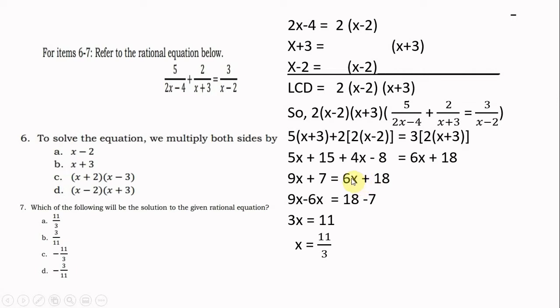Now, let's transpose 6x to the left side, or we could use the addition property of equality. So 6x transposed to the left side becomes negative 6x, and positive 7 transposed to the right side becomes negative 7. So 9x minus 6x is equal to 18 minus 7. So 9x minus 6x, that's 3x, is equal to 18 minus 7, that's 11. And by the multiplication property of equality, or we could simply divide by 3, the answer is x equals 11 over 3, and this is the answer, letter A.